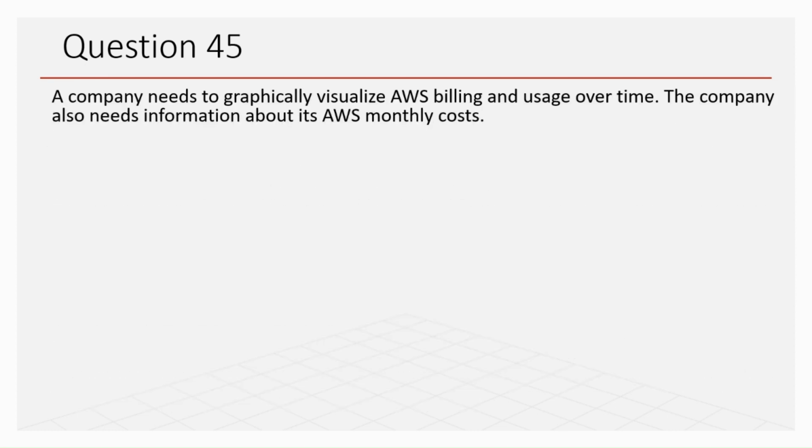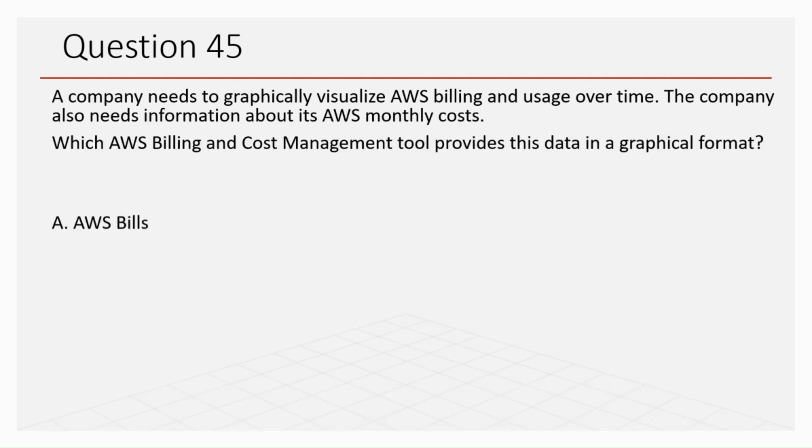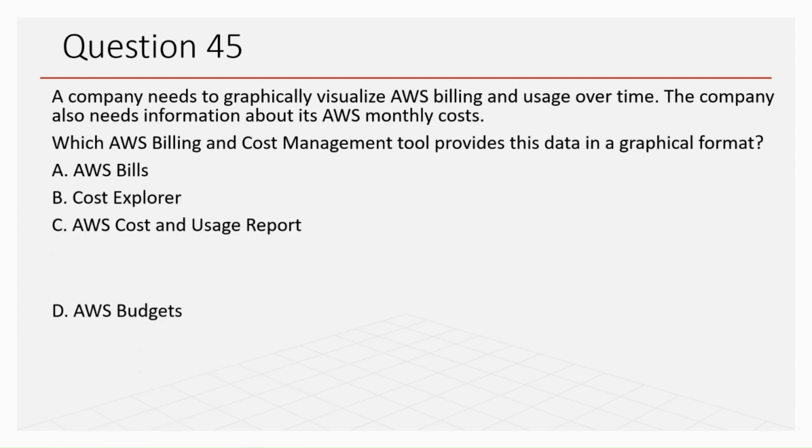Now, question number 45. A company needs to graphically visualize AWS billing and usage over time. The company also needs information about its AWS monthly cost. So, basically, they want to visualize the AWS billing and usage over time, and which AWS billing and cost management tool provides this data in a graphical format. So, the options are AWS Bills, Cost Explorer, AWS Cost and Usage Report, and AWS Budgets. And the correct option is B, which is AWS Cost Explorer.